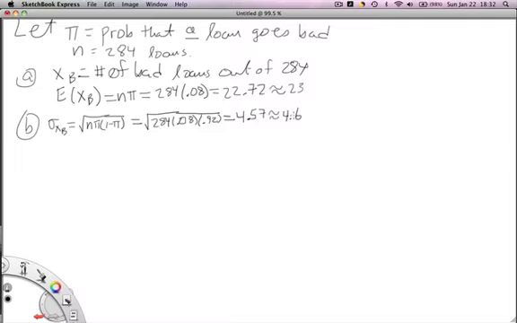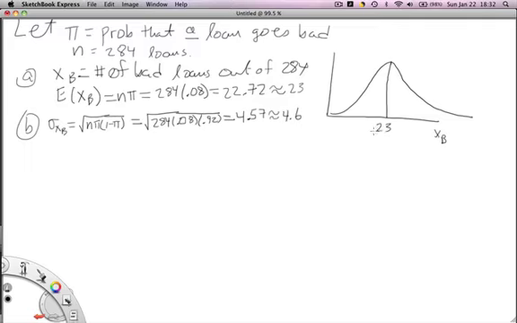Now, the last part of this is to interpret it. So what does this tell us? Well, recall that I said that binomials are approximately normal as long as the sample size is large enough. So let's go just draw what this distribution looks like. So this is XB, the number of bad loans, after issuing 284 of them. And the mean is going to be right here at about 23.